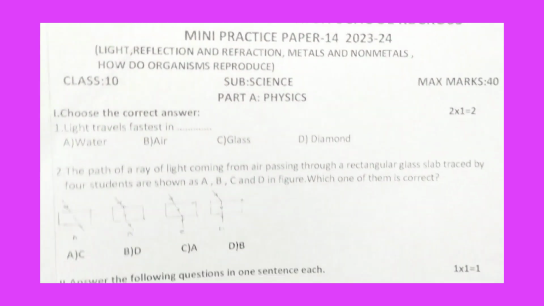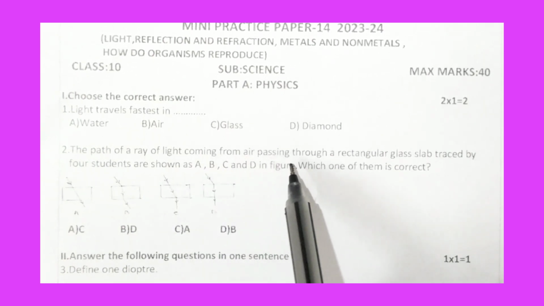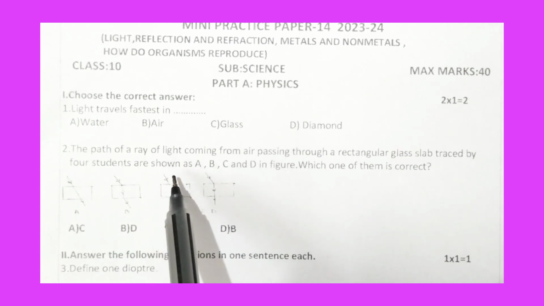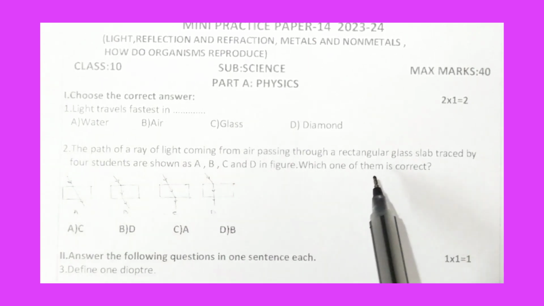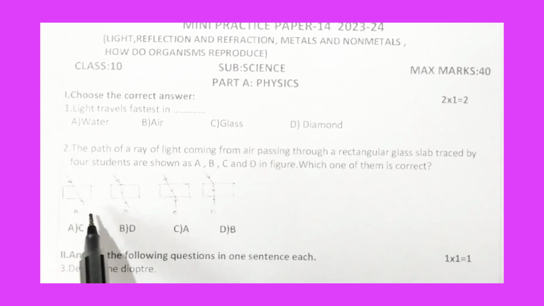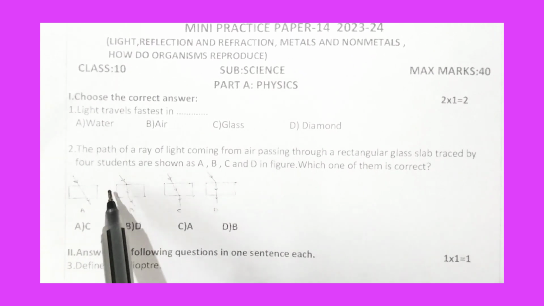In the second question they asked: the path of a ray of light coming from air passing through a rectangular glass slab traced by four students is as shown, A, B, C and D in the figure. Which one of them is correct? Here the light is entering from a rarer to a denser medium. Air is rarer and glass is denser. Among these four, which is the right one? Option B is there.